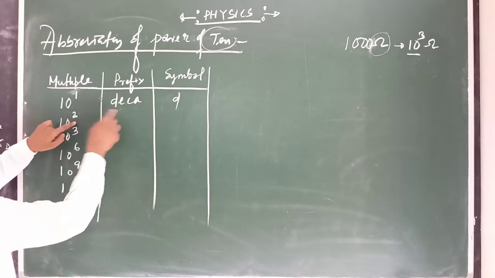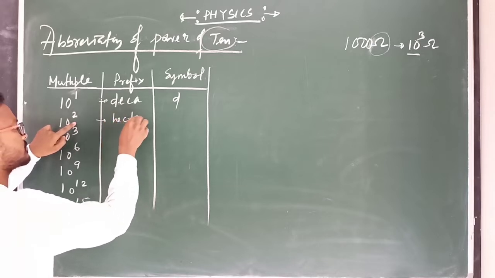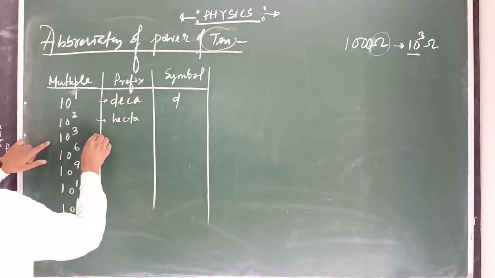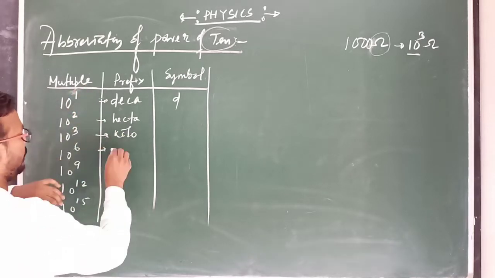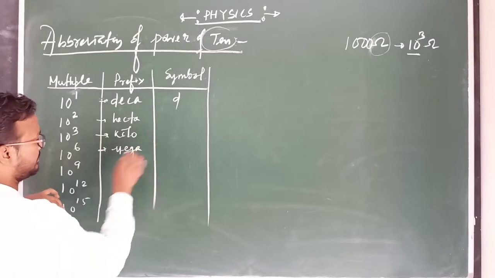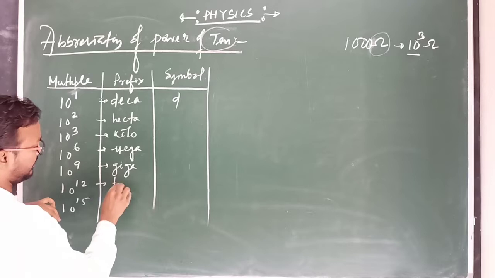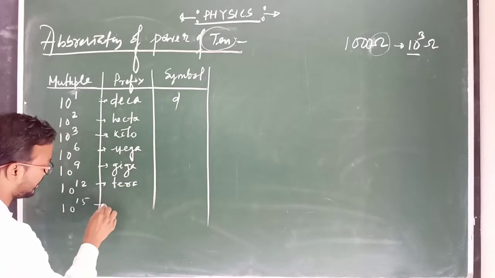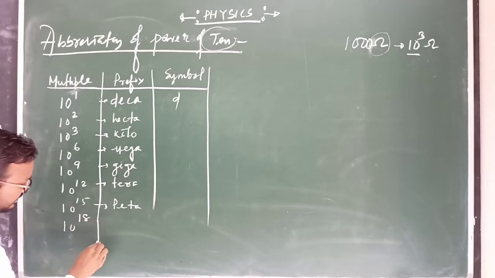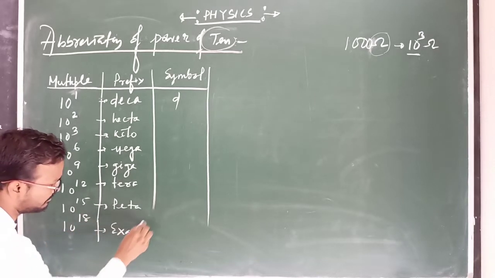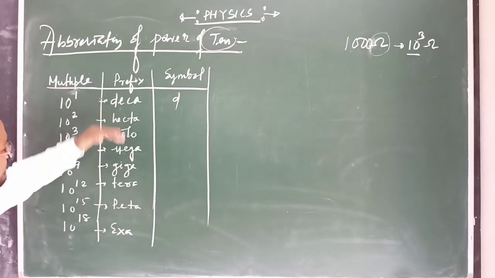Now 10 to the power 1 is deca, and 10 to the power 2 is hecta. Next is kilo, and then mega, giga, tera, and next peta, and 10 to the power 18 is exa. Clear? These are the multiples, and these are the prefixes of the multiples.